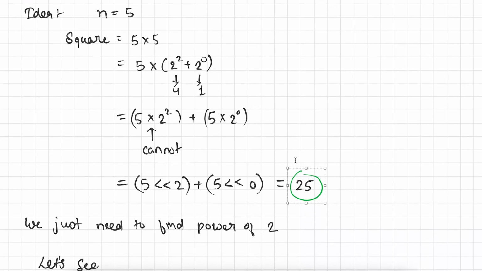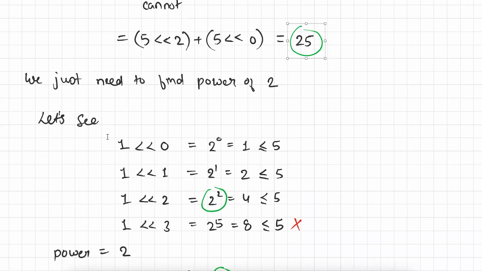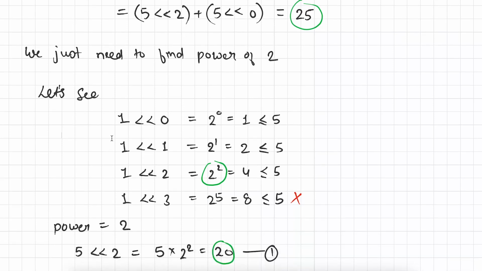Now the question is, we just have to find the powers of 2. Let's see how we are going to do it. We are going to start from 0. So 1 left shift 0 is equal to 2 to the power 0, and that is equal to 1, which is less than or equal to 5. Okay, after 0 we move to 1. 1 left shift 1 is equal to 2 to the power 1, which is 2, and that is also less than or equal to 5, and so on and so forth.